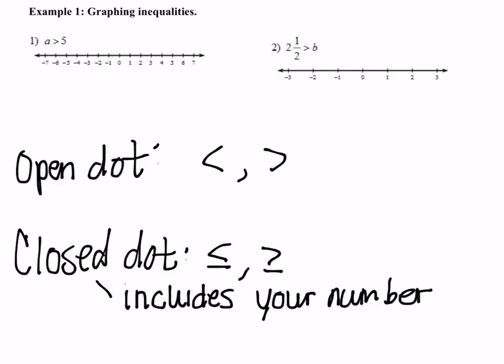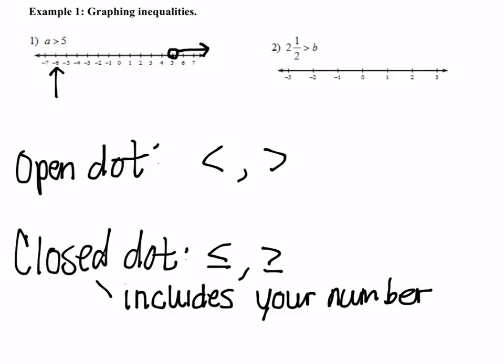So if we look at the first example, it says a is greater than 5. So if a is greater than 5, you have an open dot at 5. And if you're greater than it, that means you point to the numbers bigger. The direction of the arrow of that inequality sign actually tells you what way to go. That's how I always remember it.